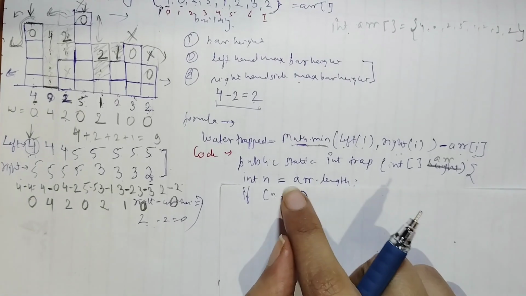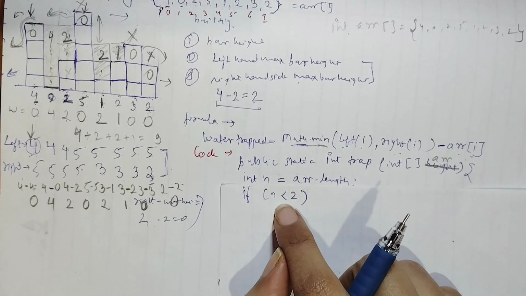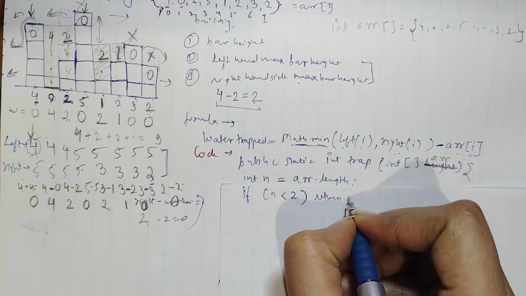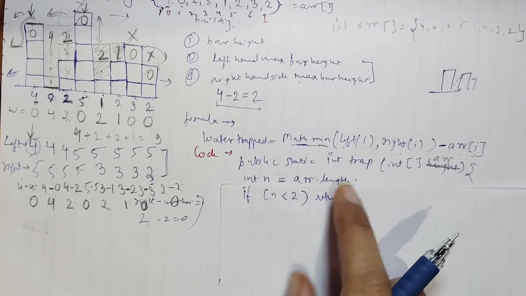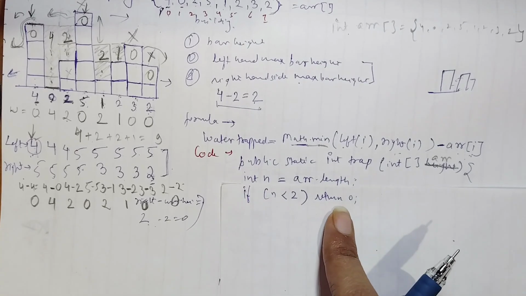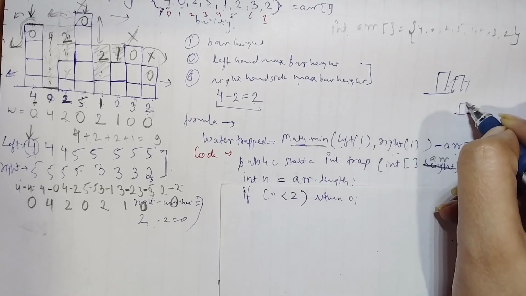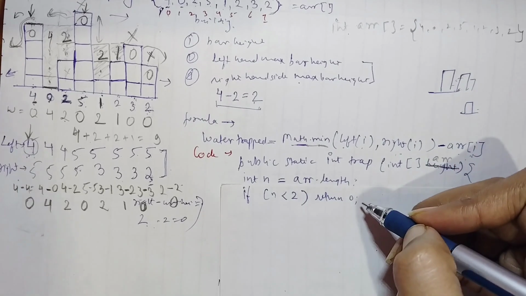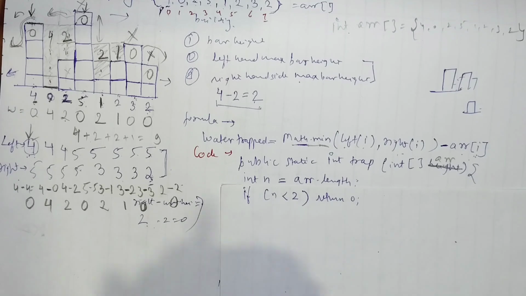So after telling our code editor that n is equal to array dot length, meaning the array's length, next we will write an if condition: if n is less than 2, then you should return 0. This means if only one bar is present in our array, then water cannot be trapped here, that's why you should return 0. In our array, more than one bar should be present to trap water, that's why we are writing this.